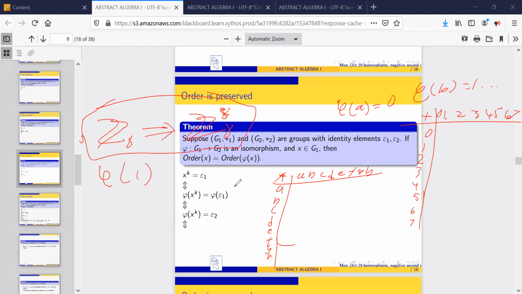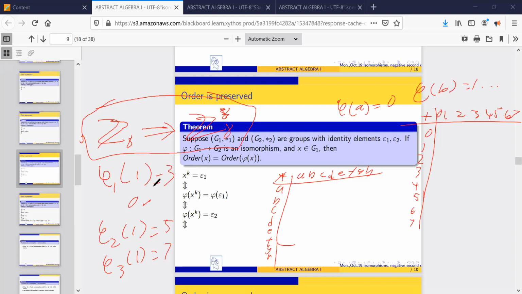Yeah. Phi of 1 equals 3. I could also, so I'll call this phi 1, I could also have phi2 of 1 is equal to 5, or phi3 of 1 is equal to 7. All of these would give non-trivial isomorphisms from Z8 to Z8. Basically, I can map any generator of the group to any other generator of the group, and that's going to give me a non-trivial isomorphism.